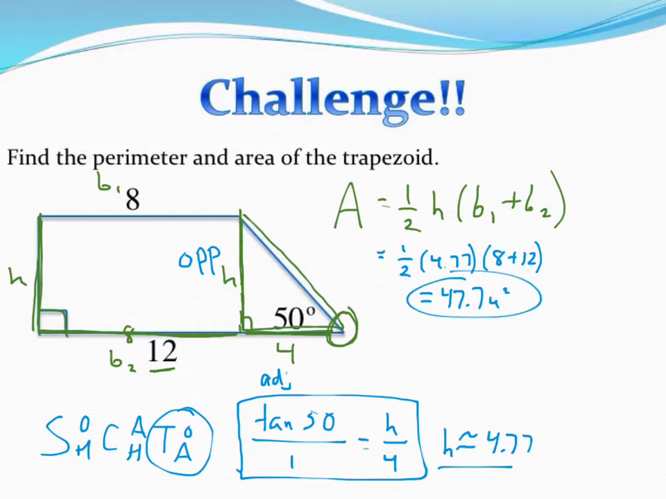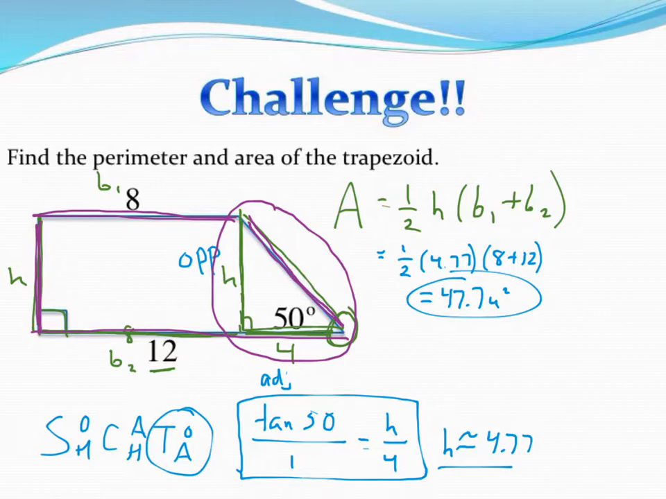They also ask us to find perimeter, so let's find perimeter as well. Perimeter means add up all 4 sides. We know 3 of our sides. We've got the 8 on top, the 12 on bottom, the 4.77 we found using trig over here, and then we have one more side to find, that slanted side. I could do trig again, or since I now know 2 sides of that right triangle, I can just do the Pythagorean theorem to find that missing slanted side. So let's do that.